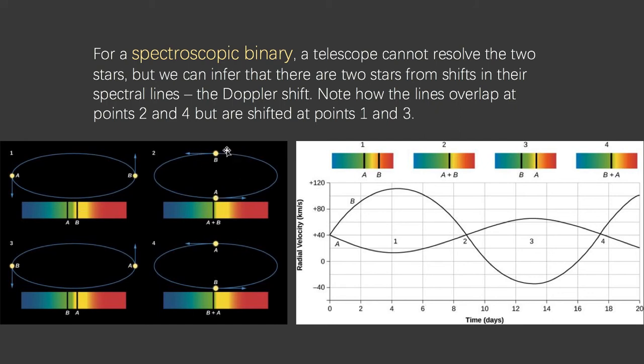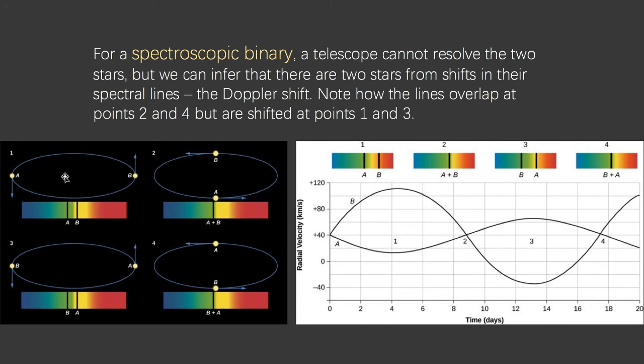Now when they're moving perpendicular to your line of sight, then they're not Doppler shifted, and so the lines are together. And then in 3, when B has come over to this side, its line gets moved over here, and A's line gets moved to the right. A is now red shifted, B is blue shifted. And then diagram 4, B is at the bottom, A is at the top. Again, they're perpendicular, so there's no Doppler shift.